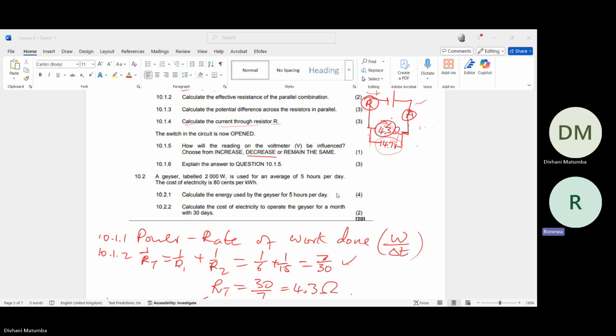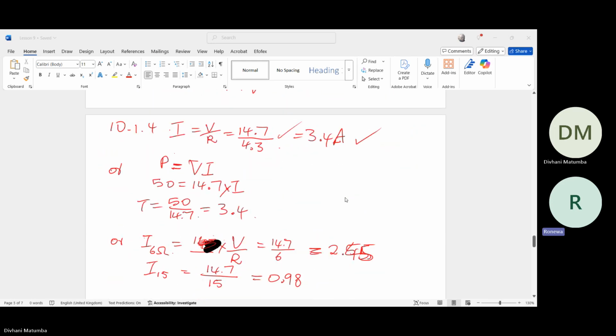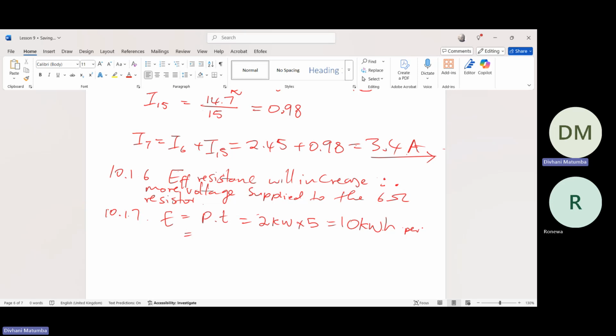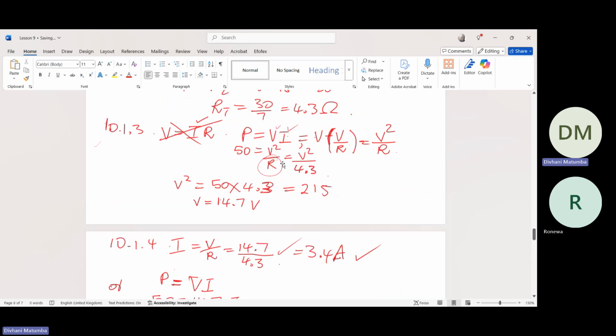Okay, so energy is equal to power times time. So the power they gave us, we'll say it's 2 kilowatts multiplied by the 5 hours, which is going to give us 10 kilowatts per hour. 10 kilowatt. What? Per hour? No, 10 kilowatt hour per day. Okay. Per day, sharp. And then we have the costs.